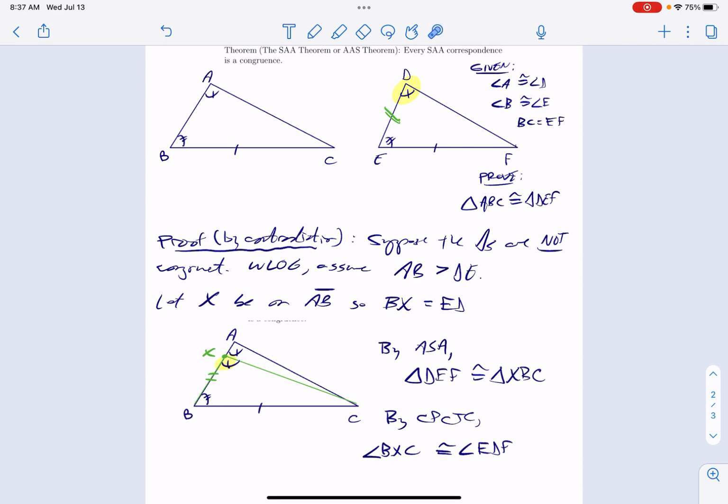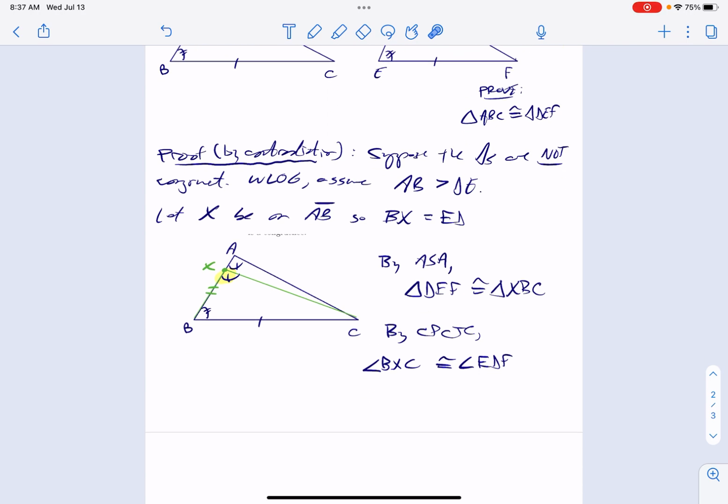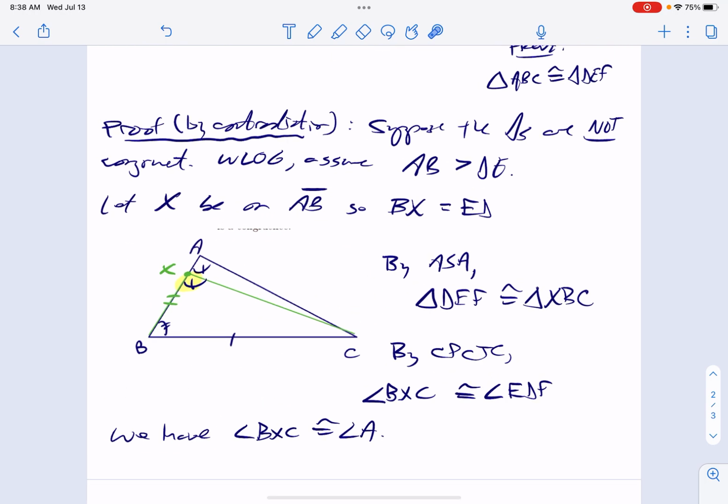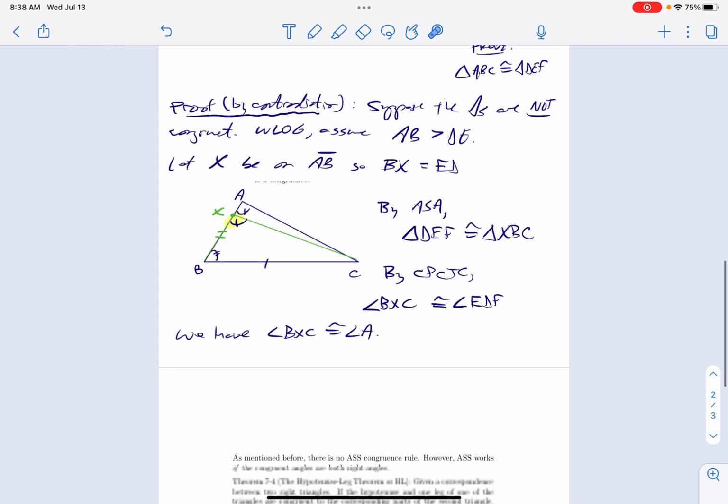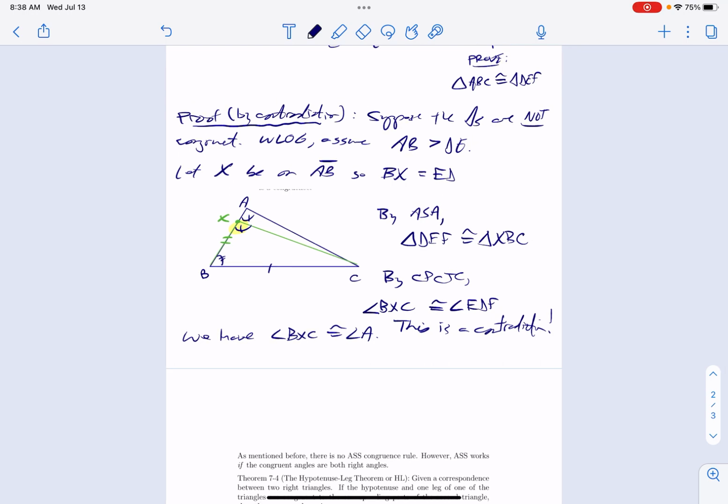But we already know that angle D is also congruent to angle A. So let's look at this diagram. We now have that angle XBC is congruent to angle A. And in our lemma, we said this kind of arrangement was impossible. It's violating the exterior angle theorem. Those can't be congruent angles. So this is a contradiction. So I did a proof by contradiction, aka an indirect proof.